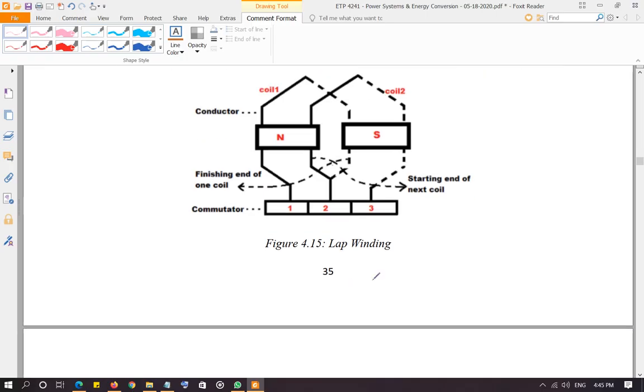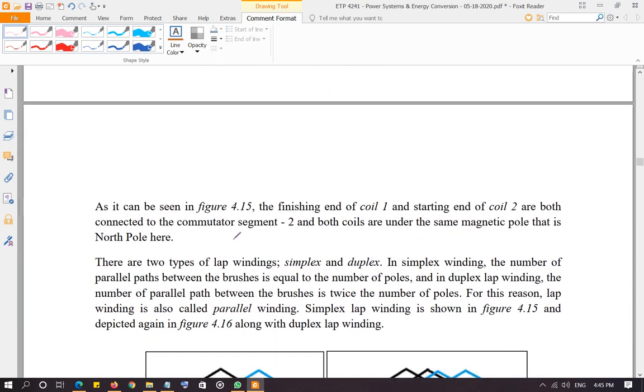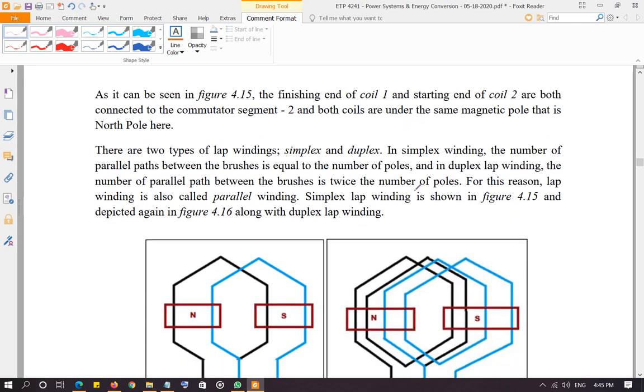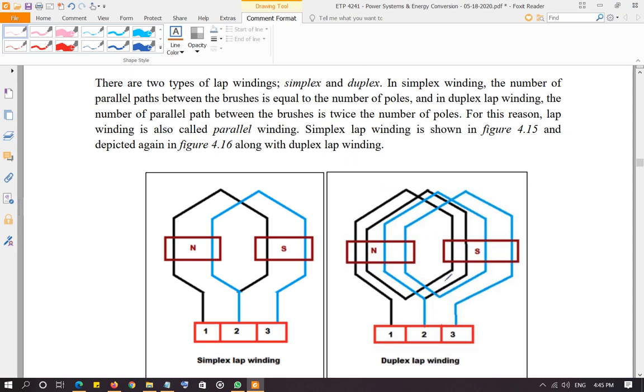So lap winding is considered as parallel winding. So the way they wind it, it creates parallel electrical connections. And there are two types of lap winding, simplex winding and duplex winding. And you can read what is simplex winding, what is duplex winding, but in general, it is considered as parallel winding. That means it can carry high current. In parallel, you can carry more current because all the parallel paths, the current will be added together, but the voltage is going to be fixed, right? So wherever the requirement is high current, fixed voltage, you can use lap winding.